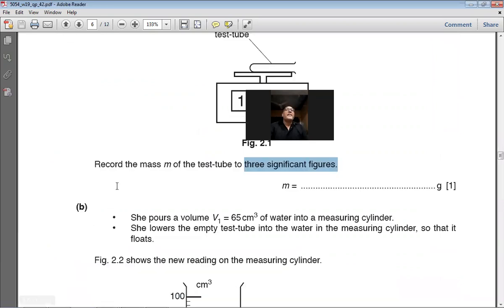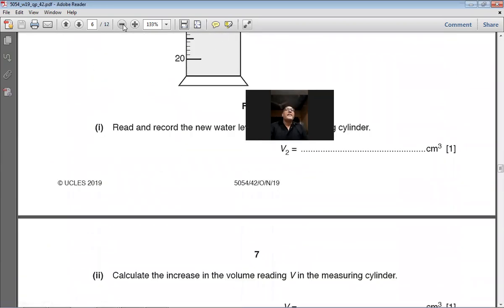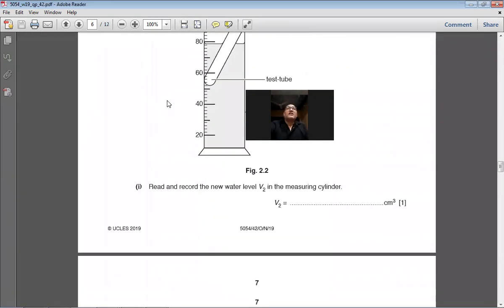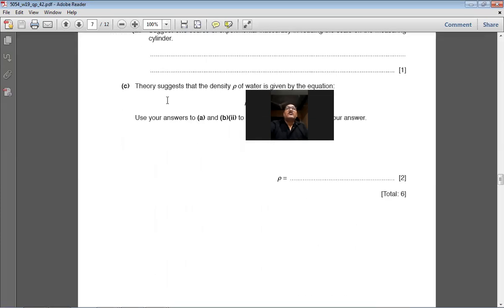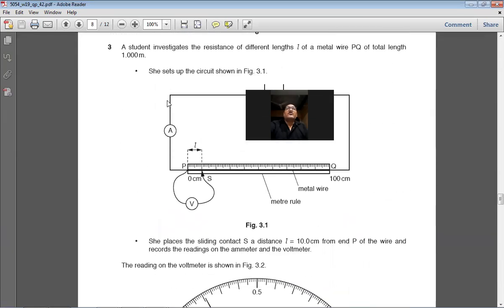Okay, so we are done with this question. This was question number 2. It was totally of 6 marks. Now we are going to the next question.